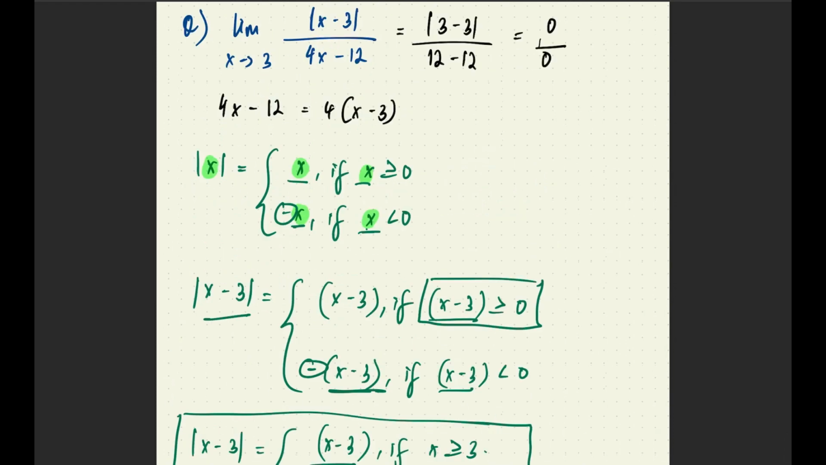So we had to find the limit as x approaches 3, and we had an absolute value. So as I just mentioned a few minutes ago, your best bet is to find one-sided limits simply because there is an absolute value. So first we'll try to find the limit as x approaches 3 from the right-hand side.